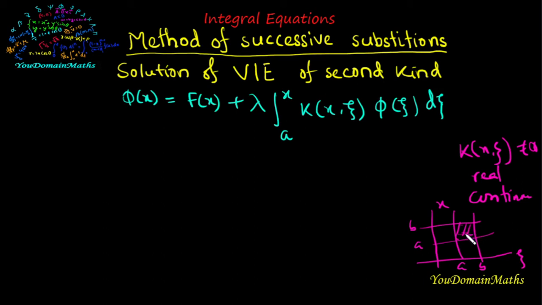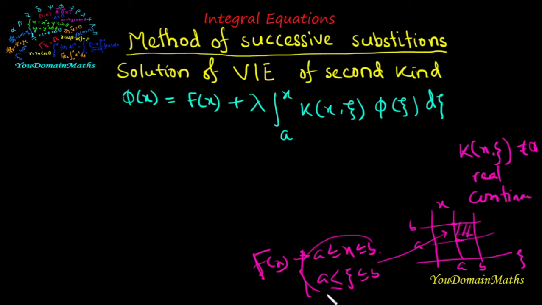and f of x must be real and continuous in the interval a to b. That means we rewrite the interval as a less than or equal to xi less than or equal to b and a less than or equal to x less than or equal to b. It makes a rectangle, and f of x must be continuous and real in this interval, and the kernel must be continuous and real in the rectangle.